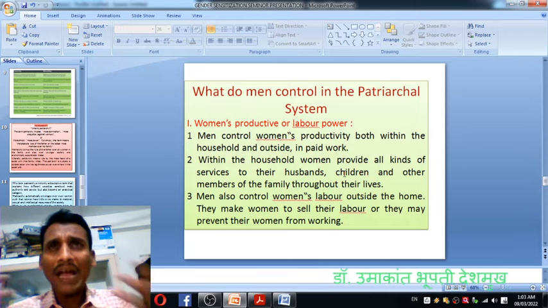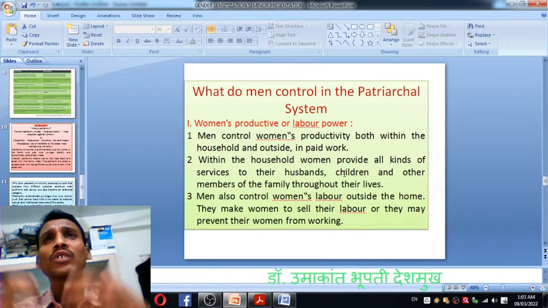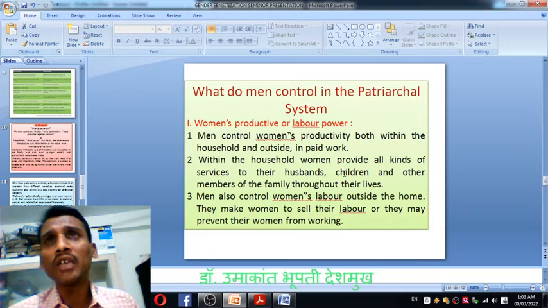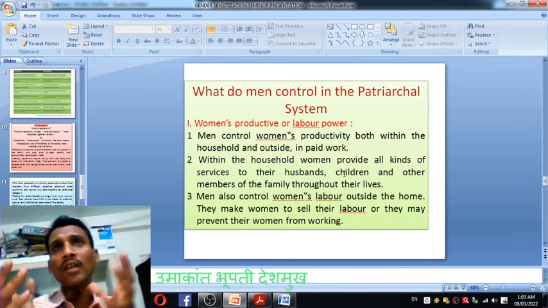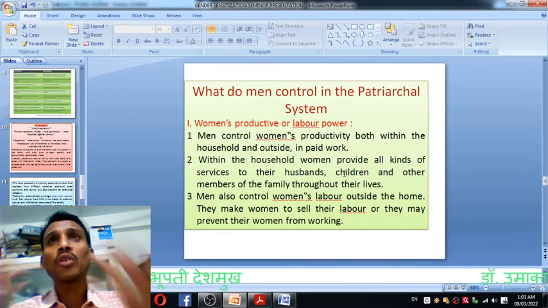So how is patriarchy going to control the social system? What do men control in a patriarchal system? What power do males have, with which they control the system?